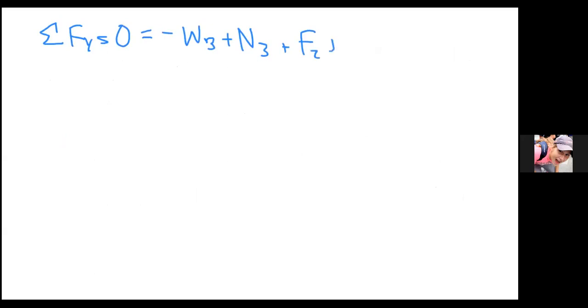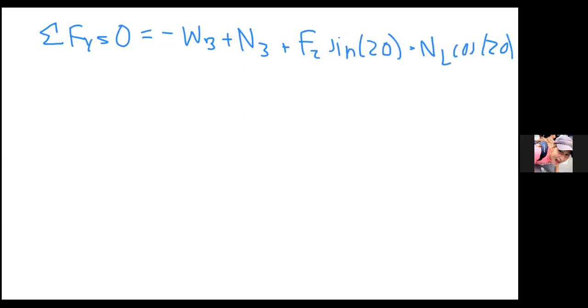If I look in the Y direction for block B, so summation of forces in the Y is equal to 0, I've got the weight of the block itself. I've got the normal force from the ground. I've got part of the frictional force. And I've got part of the normal force. Both of those are between the blocks.